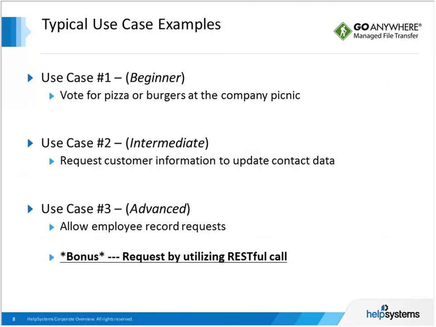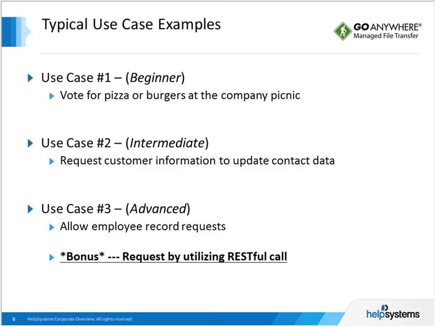The second is going to be an intermediate type of communication where we're requesting customer information to update our contacts. And the third is getting a little bit more advanced where we're basically going to say, here, let me ask you for information. I'm going to go generate a file and make it available by download. And then if we have time at the end, we'll go back and look at being able to make a call to that same job, but do it by a RESTful connection and take advantage of that.